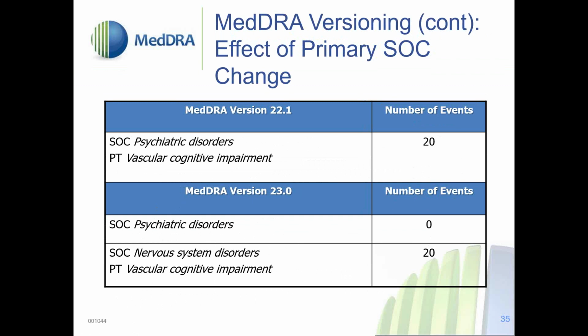There may also be primary SOC changes that affect your data presentation. In this example, PT vascular cognitive impairment had a primary SOC linkage to SOC psychiatric disorders in version 22.1. Therefore, the relevant events, 20 of them, were presented in SOC psychiatric. But the primary SOC linkage changed in version 23.0, and the PT is now grouped in primary SOC nervous system disorders based on MedDRA naming conventions or MedDRA hierarchy conventions. Again, there is no change in the type or number of events, but the data are presented in a different way based on MedDRA version changes.